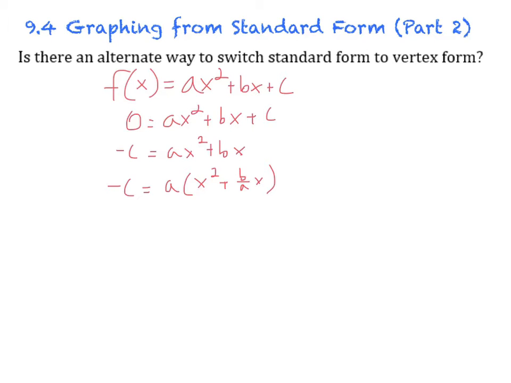And now I need to complete the square. So I'm going to take half of that value, my linear value. So b over a divided by 2 is really b over 2a. And this is the point where I'm going to square it. And whatever I get when I square it, I'm going to now multiply it by that a value to add it to the other side of my formula.